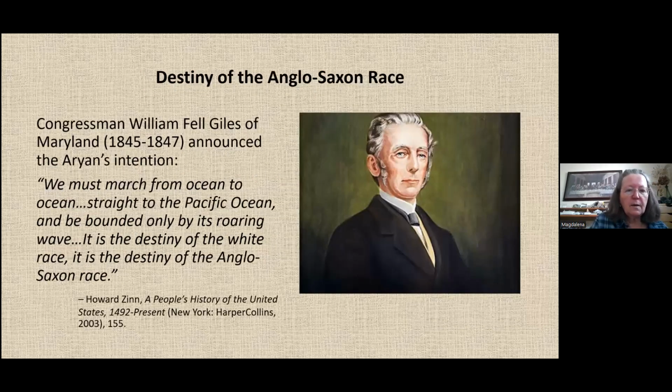So this is another fellow, Congressman William F. L. Giles of Maryland, and he announced the Aryans' intention. He said, "We must march from ocean to ocean, straight to the Pacific Ocean, and be bounded only by its roaring wave. It is the destiny of the white race. It is the destiny of the Anglo-Saxon race."